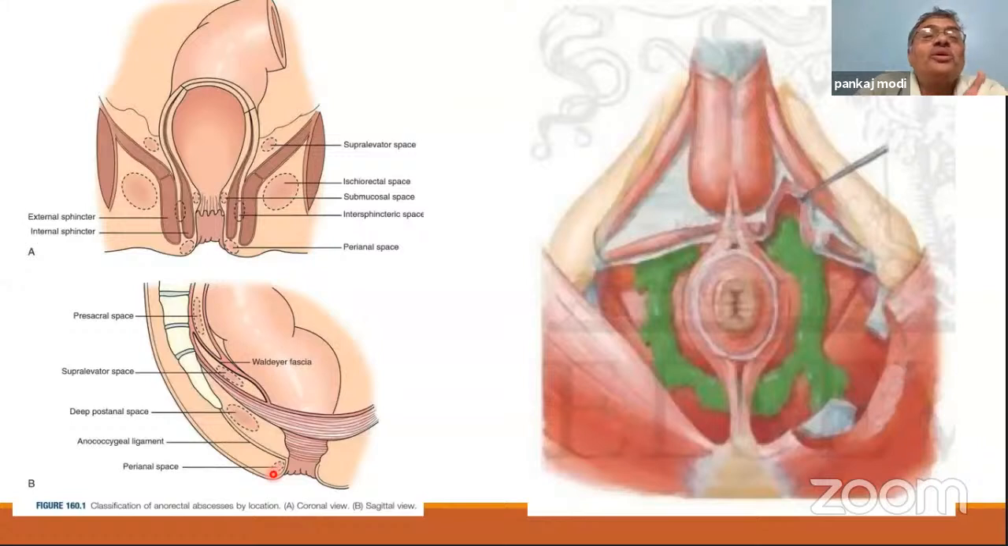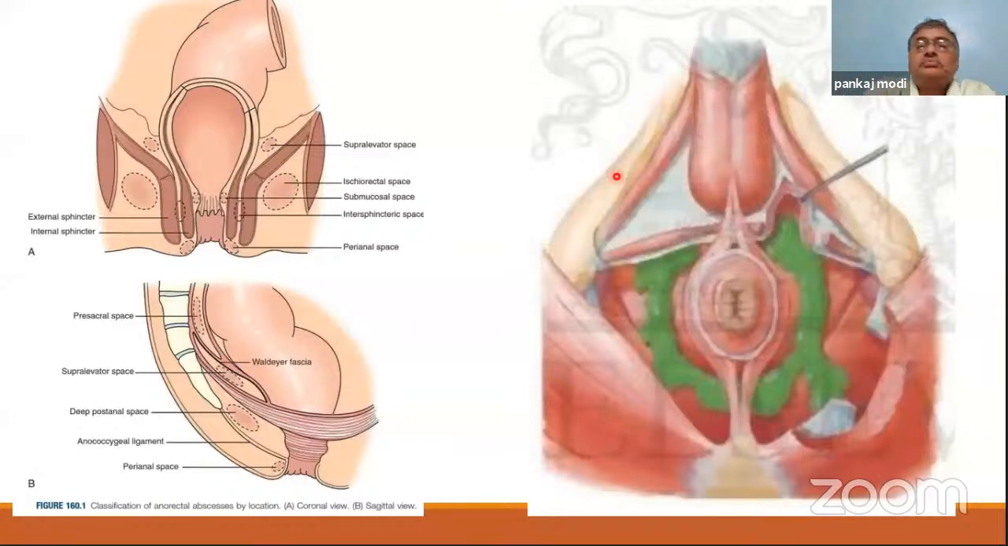It will not go deeper. So any fistula, if at all it occurs with pilonidal sinus, it will always be a low fistula. Understand this point. This is a very important point. Rarely it does occur, but it will always be subcutaneous. Do you understand? So keep this point in mind.